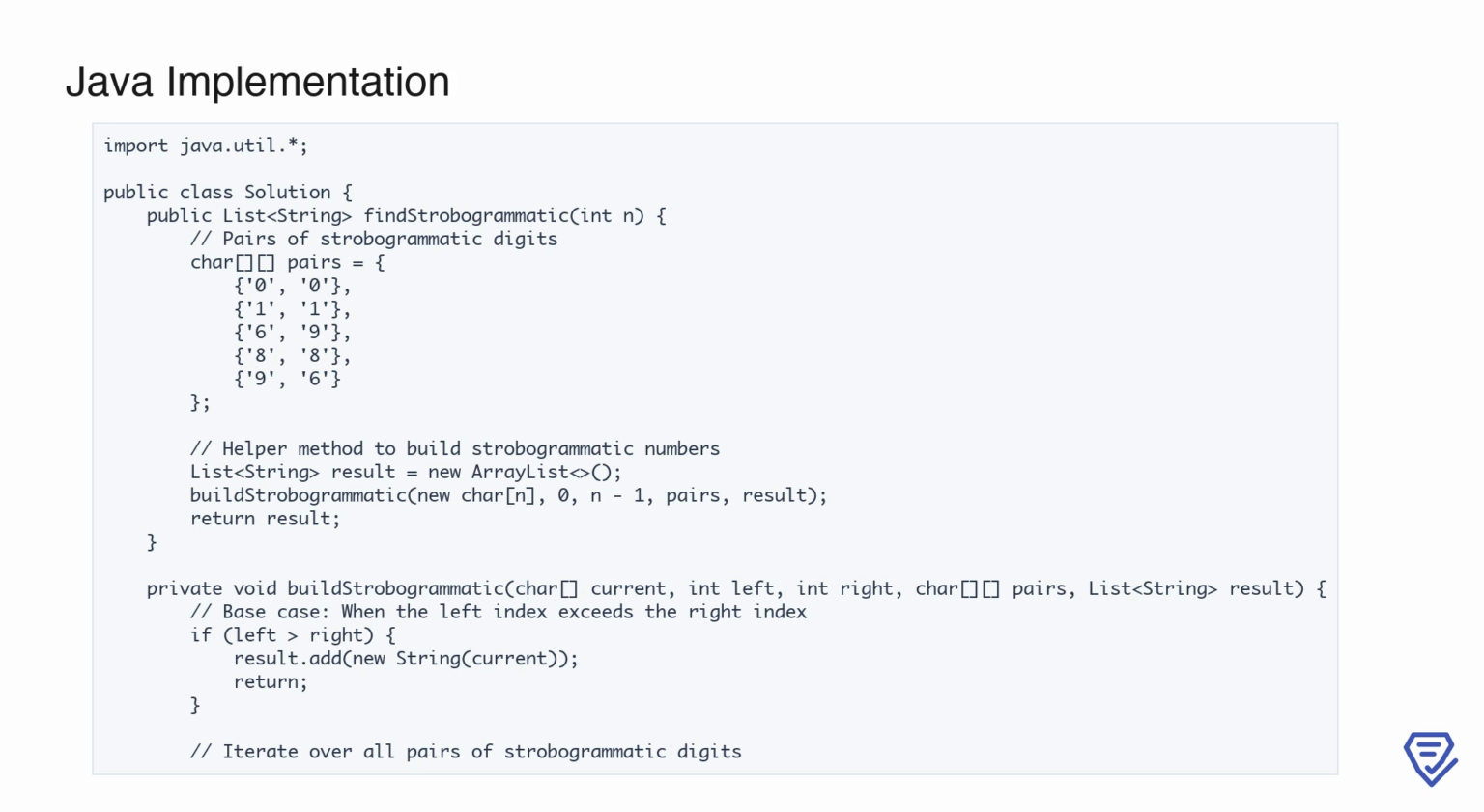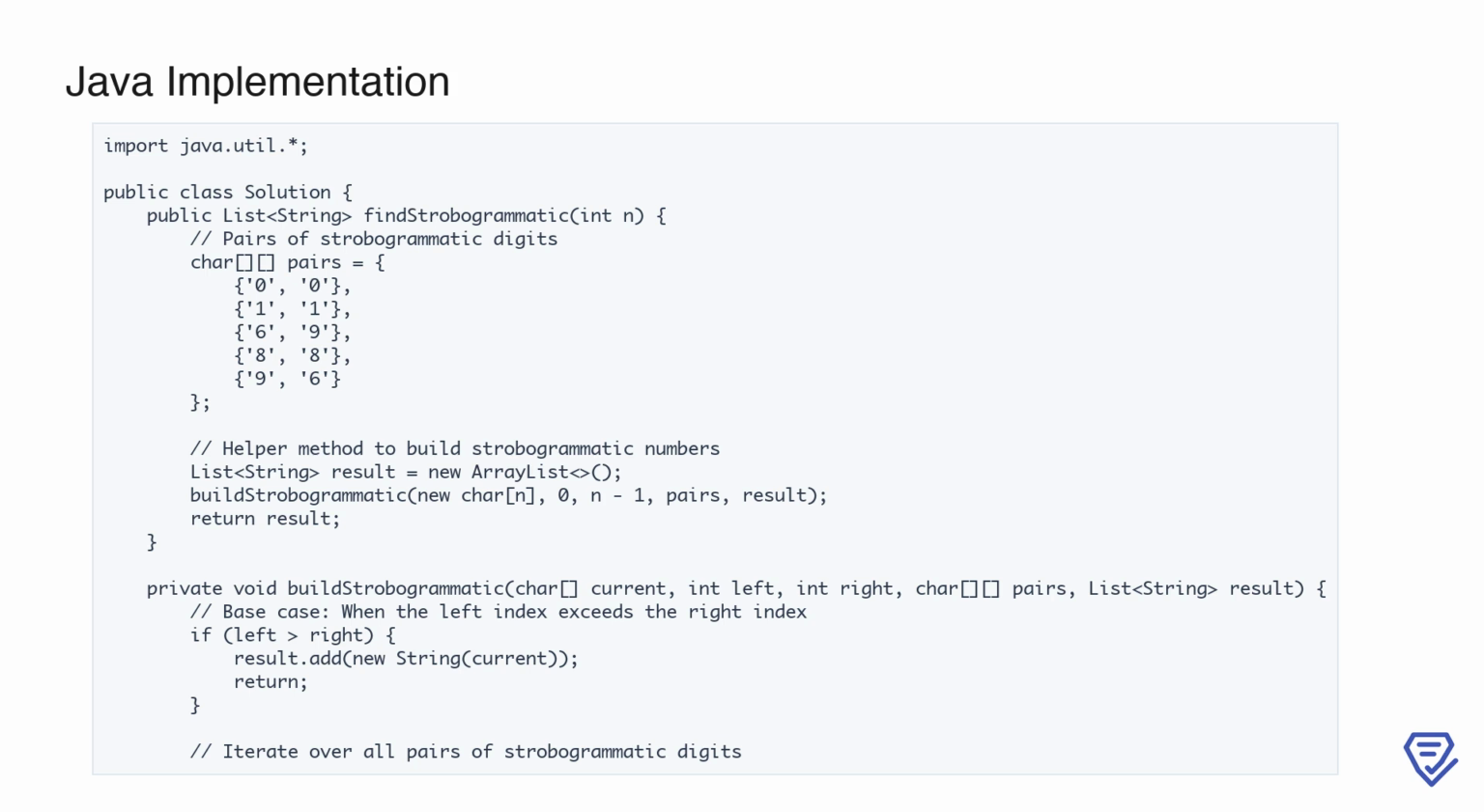The first thing we do is define the valid pairs of strobogrammatic digits. These pairs include characters like 0 paired with 0, 1 paired with 1, and so on, ensuring that the digits look the same when rotated 180 degrees. Next, we initialize a result list to store the generated strobogrammatic numbers. To build these numbers, we use a helper method called buildStrobogrammatic.